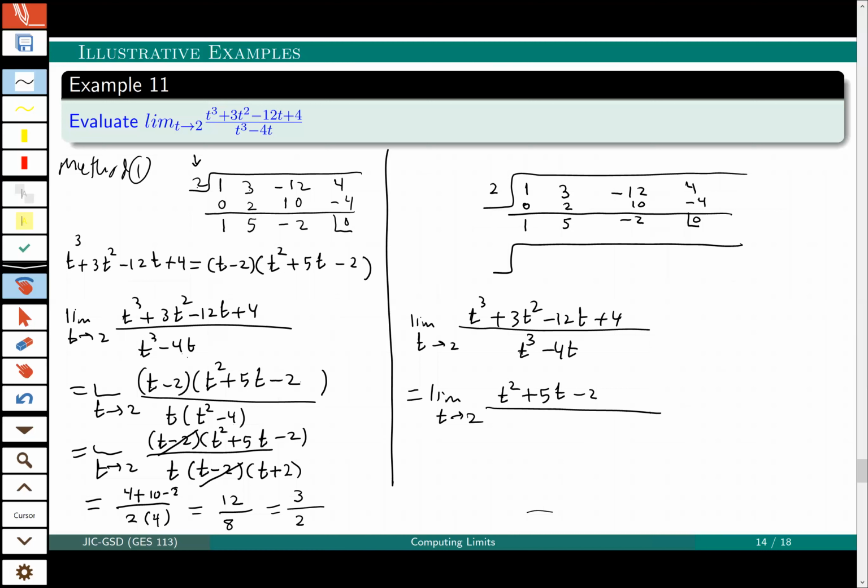2. Now, the second one, again, you are dividing by 2, but the coefficient of t cubed is 1. Coefficient of t squared is 0. Coefficient of t is minus 4. Constant is 0. So any missing term must be replaced by 0. So it will be 1 plus 0, it's 1. 2 times 1, it's 2, 0 plus 2, it's 2, 2 times 2, it's 4. That will be 0, 0, 0, so that's the remainder.